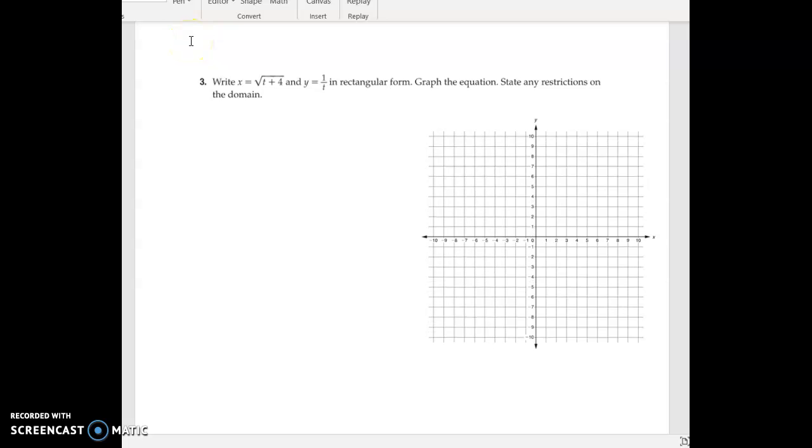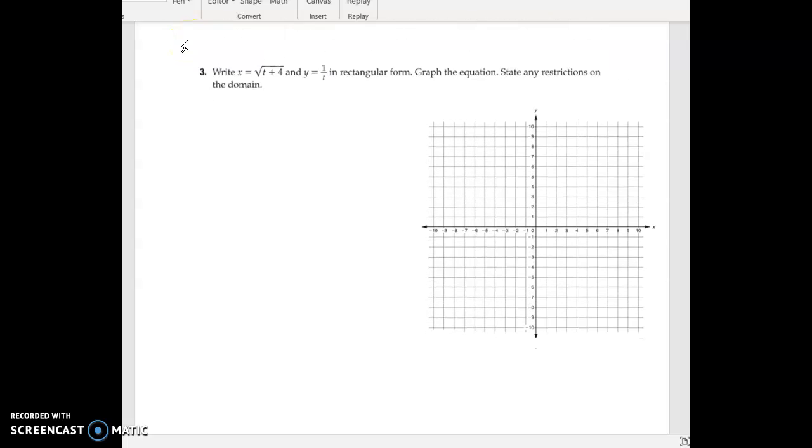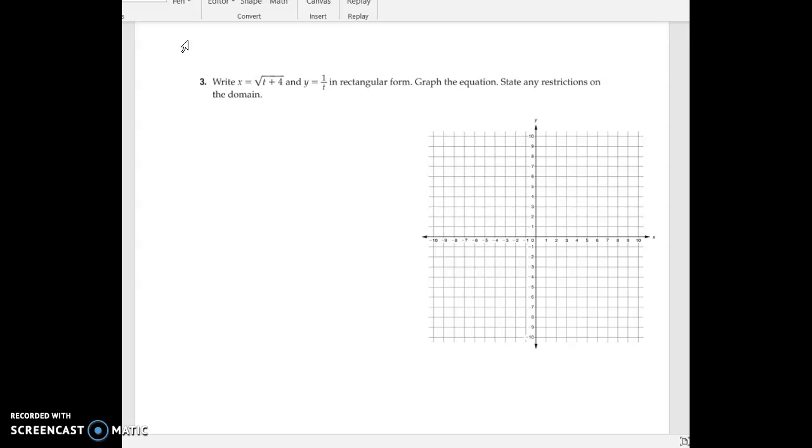Okay, in the next one, we'll look at the same thing here. So I want to write them in rectangular form. So I have x equals the square root of t plus 4 and y equals 1 over t. And I'm going to solve for t. So I'm going to square both sides on this one for the x equation, which is x squared equals t plus 4. So t is equal to x squared minus 4.